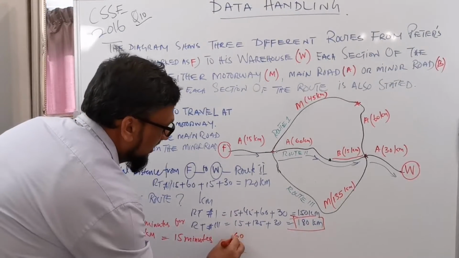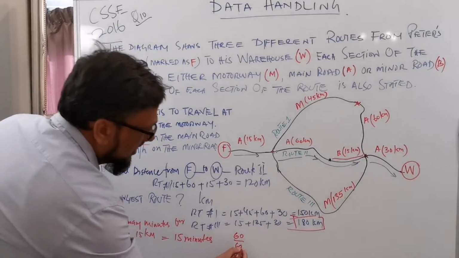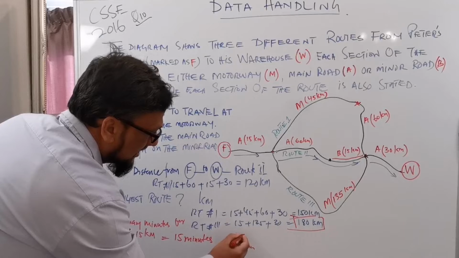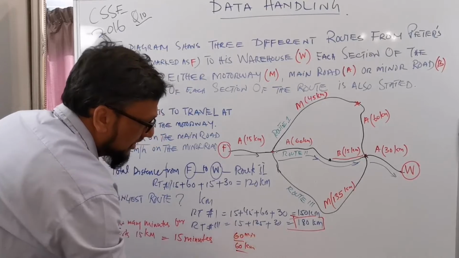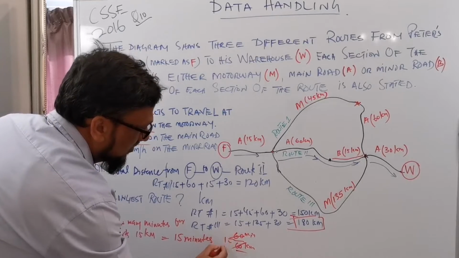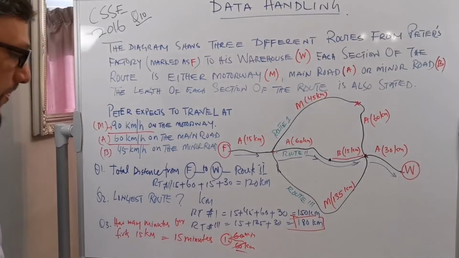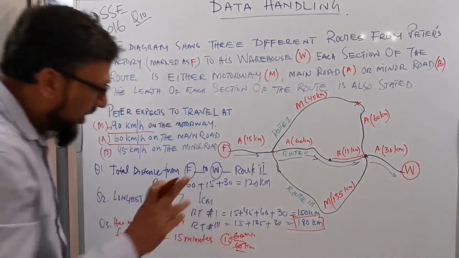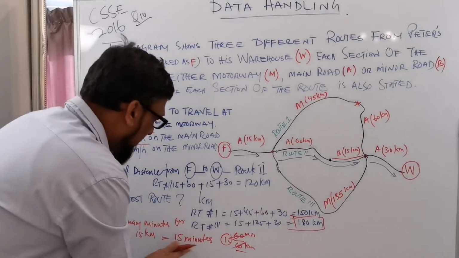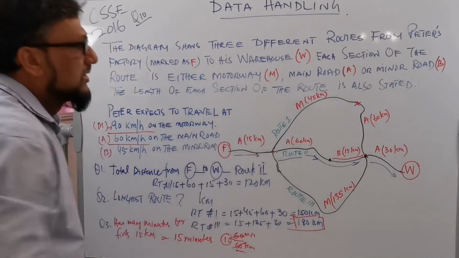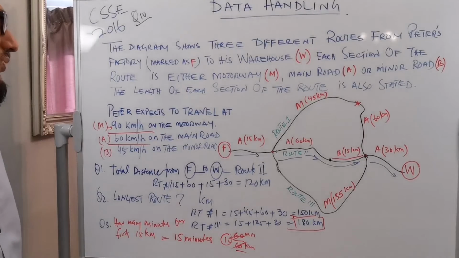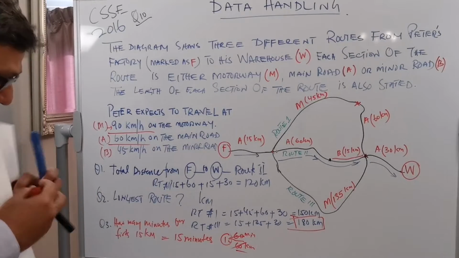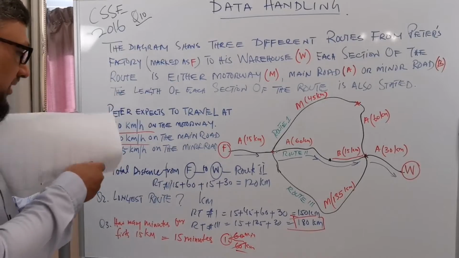So 60 over 60. So it means 60 kilometer, and 60 minutes. So this one cancels, so it means 1. So every kilometer he covers in 1 minute. So it means he's taking 15 minutes for the first 15 kilometers. So this is the answer for question number 3.